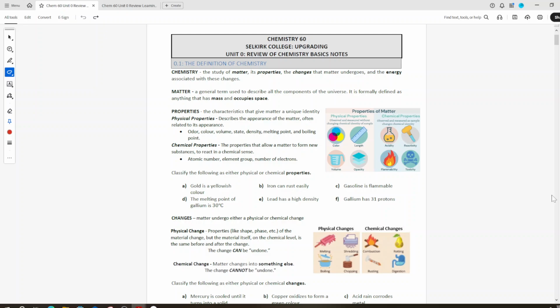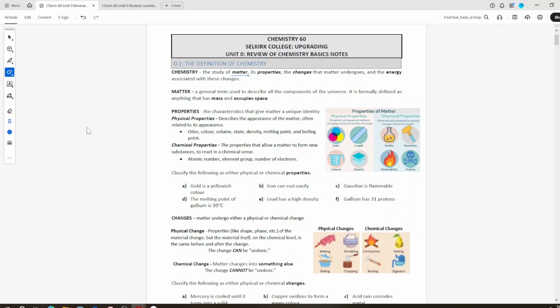It's kind of good to know what you are learning about. So, chemistry is the study of matter, its properties, the changes that matter undergoes, and the energy associated with these changes. So, this title is actually what we're going to be doing in Chem 60. We're going to be breaking apart all of the chemical reactions that happen and looking at why they happen and reaction mechanisms and all sorts of fun stuff.